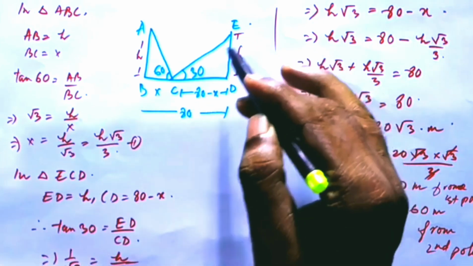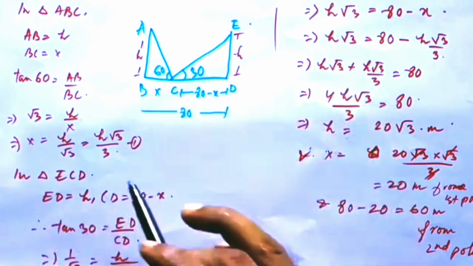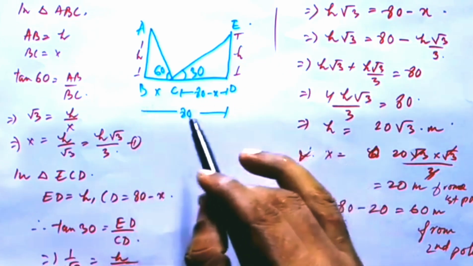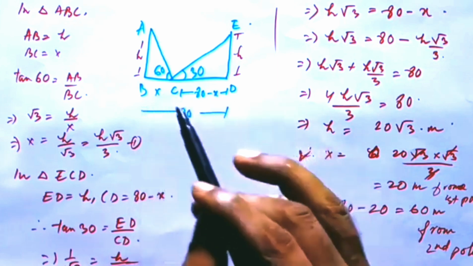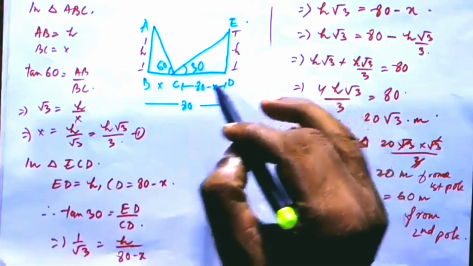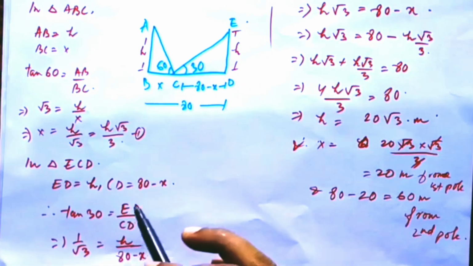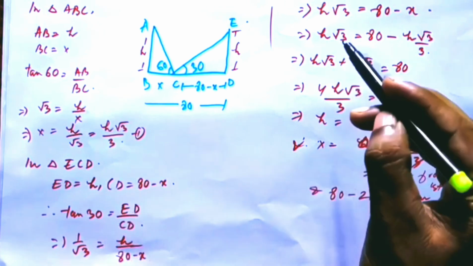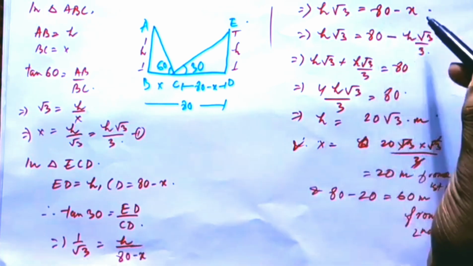Now in triangle ECD, ED is H, and BD, the width of the road, is 80. So CD is 80 minus X. Then tan 30 degree is ED by CD. So tan 30 is 1 by root 3. ED is H, so 1 by root 3 equals H over 80 minus X. So H root 3 equals 80 minus X. X value is H root 3 by 3.